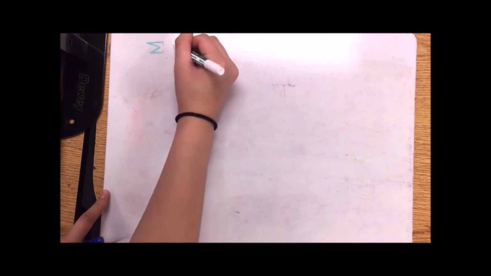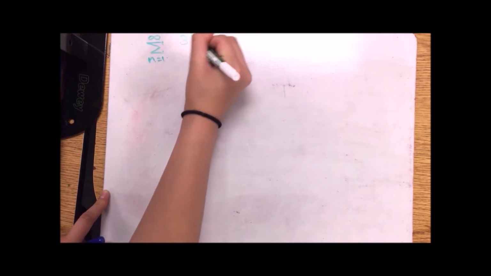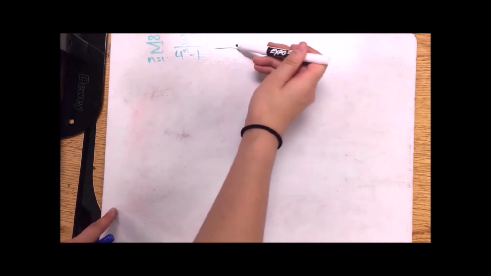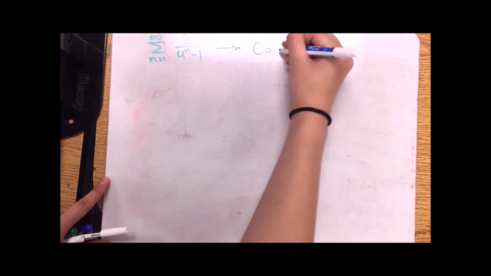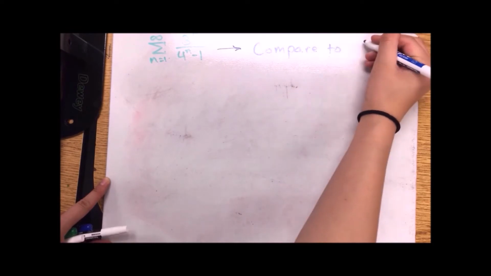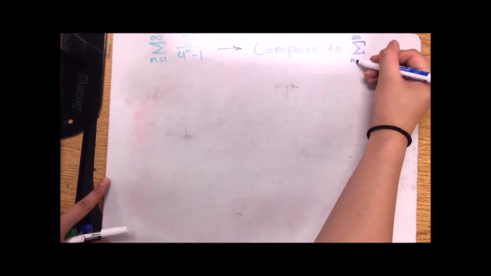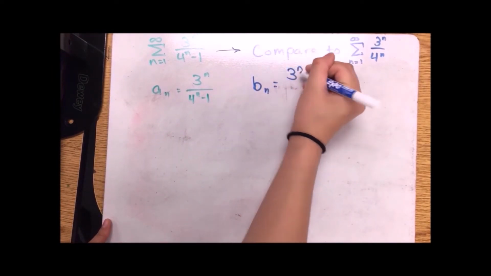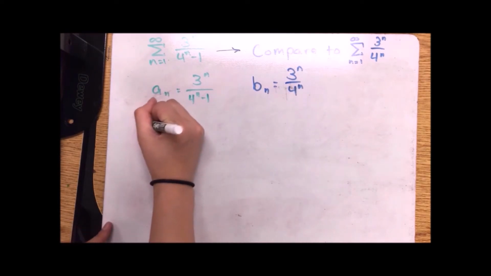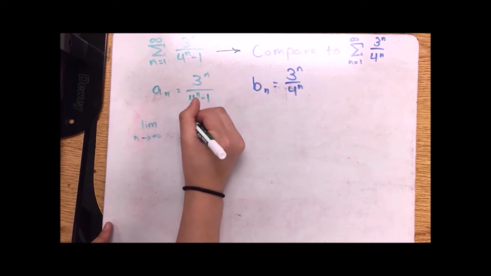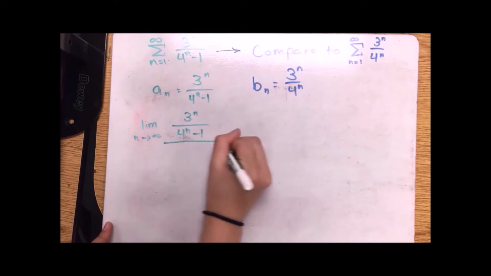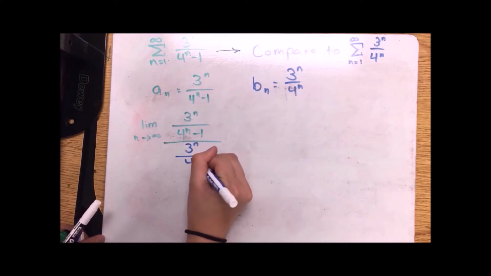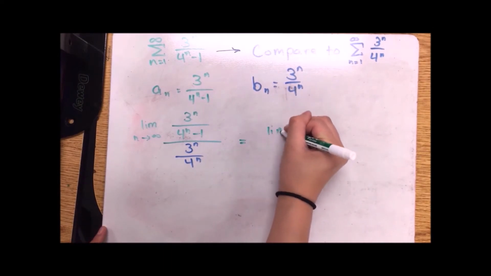In our first example, we have the series of 3 to the n all over 4 to the n minus 1. We can compare this to 3 to the n over 4 to the n. We can say that a of n equals 3 to the n all over 4 to the n minus 1, and b of n equals 3 to the n all over 4 to the n. By the limit comparison test, we can find the limit of a of n divided by b of n. Doing this leads us to the answer of 1.